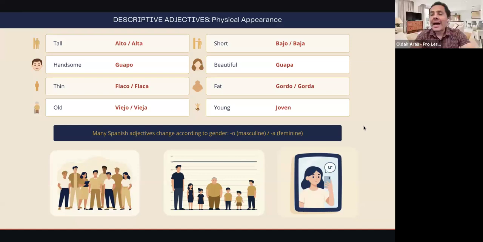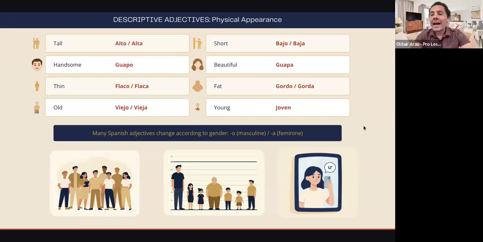This one is neutral. Some of these, we're going to call them neutral adjectives. They don't change for female or male, but they do change for singular and plural. So just remember that number and gender, that's a key element in the Spanish language, a key element that we don't have that much in the English language, okay? So how do you say young in Spanish? Joven.